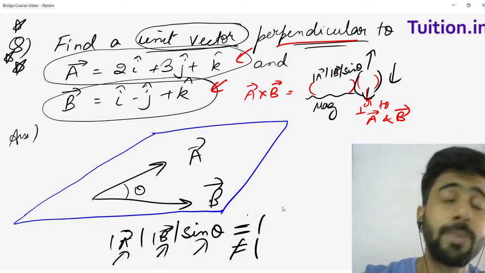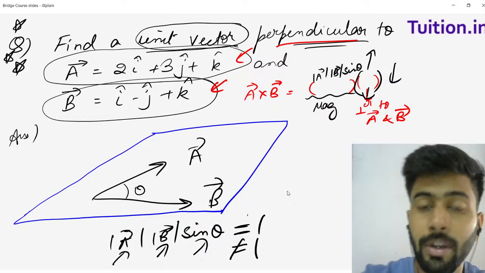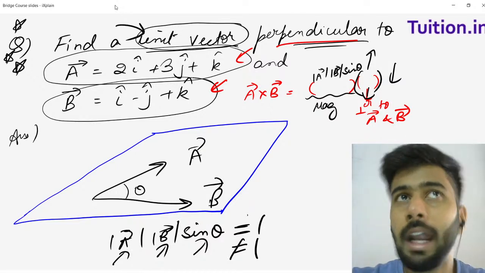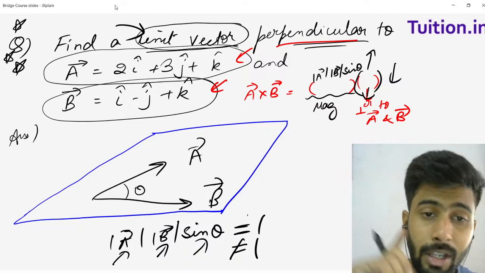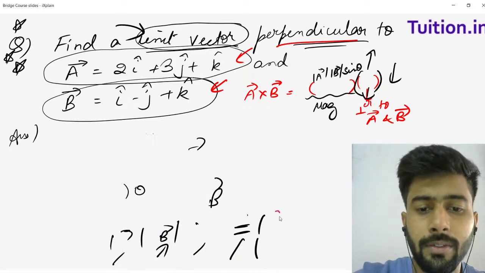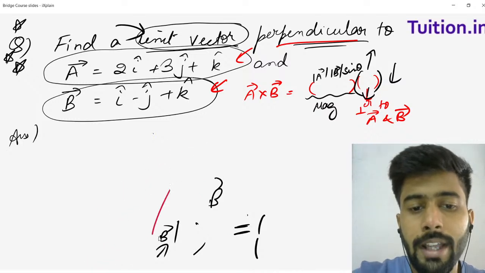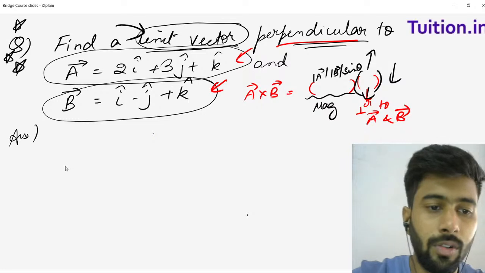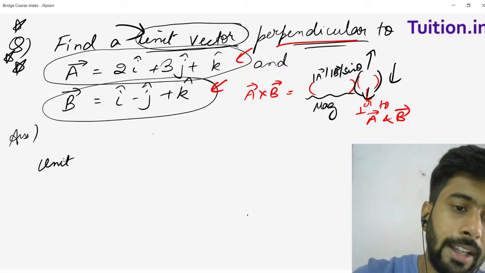We are sure that the cross product will give us a vector which is perpendicular to A and B, but I need a unit vector which is perpendicular to A and B. And I'm not sure whether A cross B will give me a vector of magnitude 1. So what will I do? How will I get the unit vector? So my unit vector, I can get it like this.